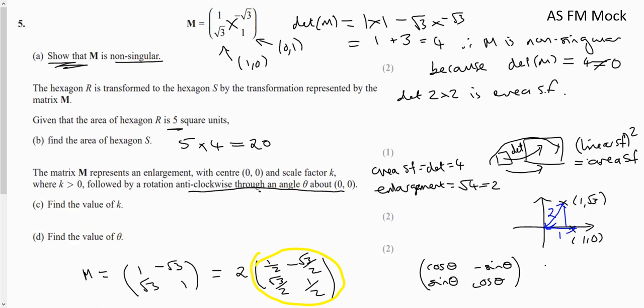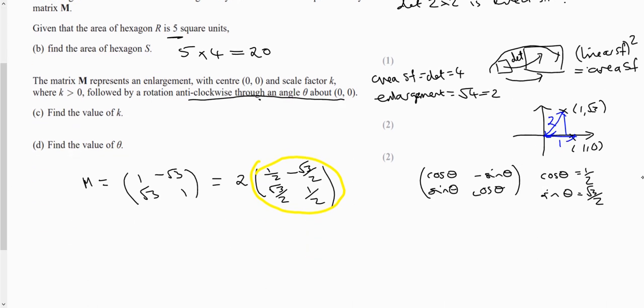So we match up. If cos theta is a half and sine theta is root 3 over 2, it's important to check both to make sure that you've got an angle that solves both of those, because remember you can get multiple solutions for trig equations. In this case, it is just the first solution of both, which is 60 degrees or pi/3. So our scale factor was 2 and our angle of rotation was 60 degrees, which are therefore the answers to C and D.